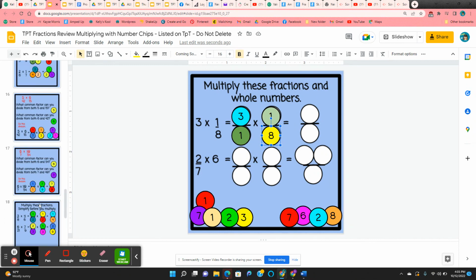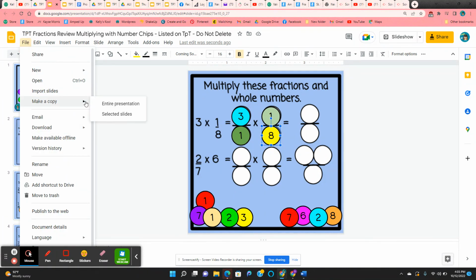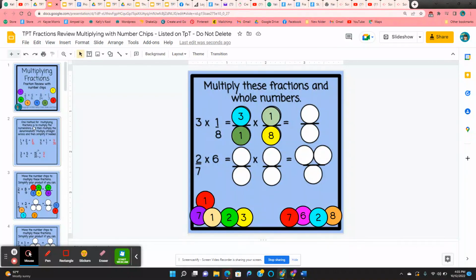I have all the completed slides for the teacher. So what you'll want to do is make a class copy. Come up here to File, make a copy of the entire presentation. But for the student copy, just go ahead and delete the completed slides. That way you have a teacher copy and a student copy.